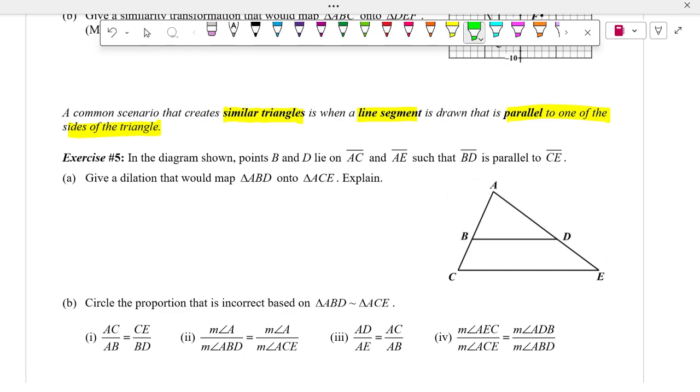So if I look at this picture, it says that points B and D lie on AC and AE such that BD is parallel to CE. So these two lines are parallel. And they want us to give a dilation that would map ABD onto ACE. So in other words, we're looking at this tiny triangle that would map onto this bigger triangle.